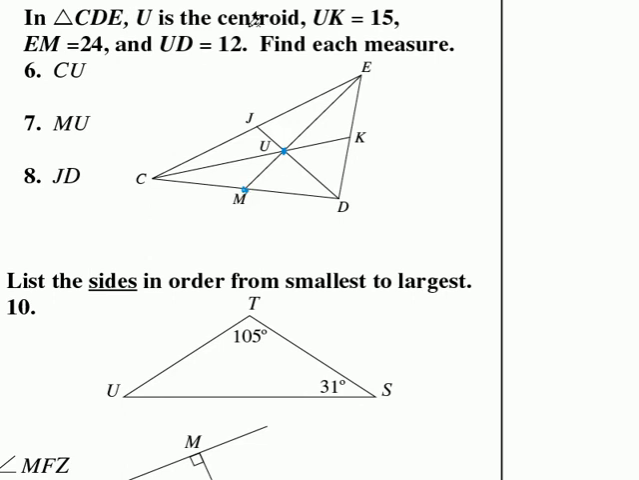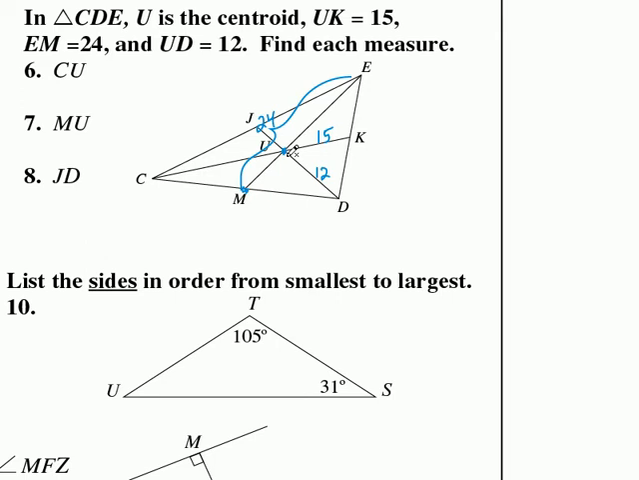Let's put some numbers in here. It says UK is 15. UK is 15, that bit right there. And then EM is 24. EM is that whole thing, and that's 24. And then UD is 12, University of Delaware. There you go. Now, if you remember this, the centroid, that's that weird one where you do have to do a little math with this one. Sometimes you can't just look. You got to do a little bit of math.